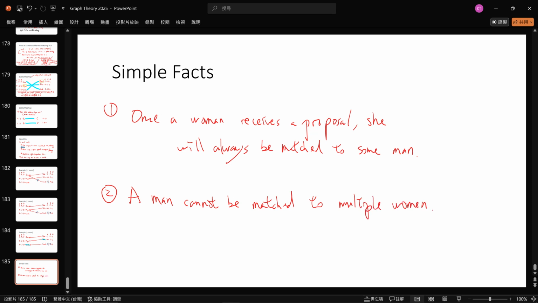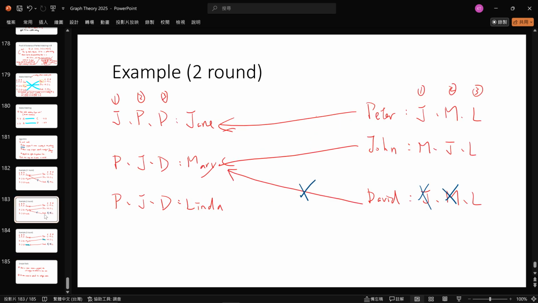Okay, so the second fact is about fairness. A man cannot be matched to two or three or even more women in the matching. This is because once a man is matched to some woman, the man cannot make any more proposals in the future unless the man is rejected by the woman. So every man can only be matched to at most one woman during the execution of the algorithm.